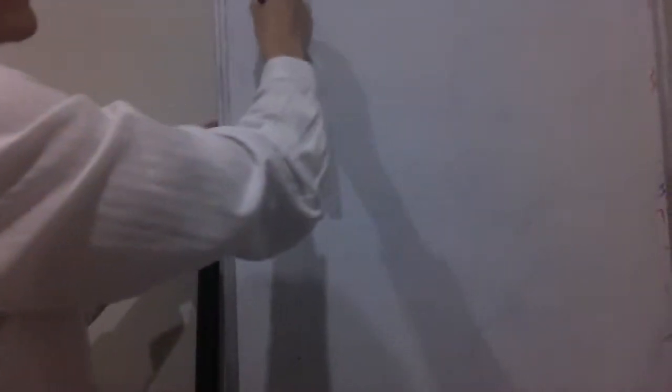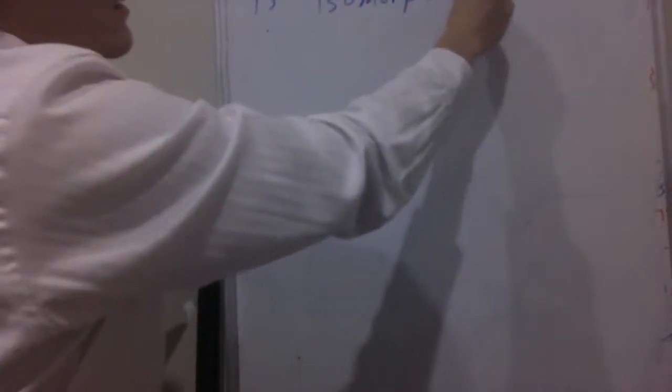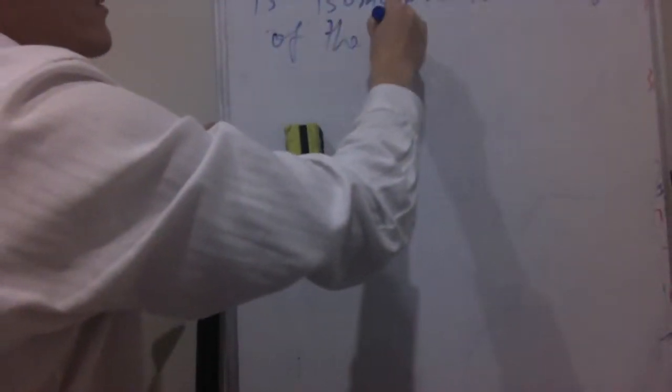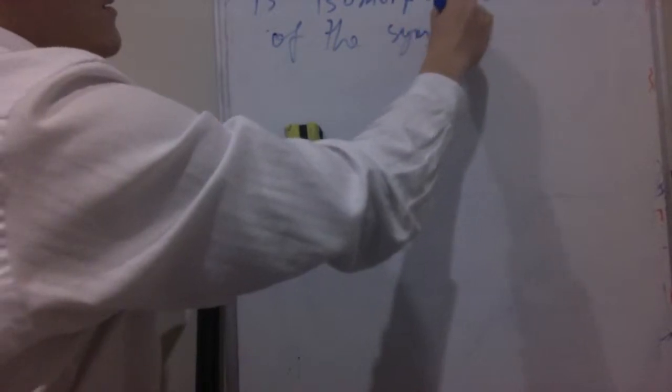So this was the theorem. Every finite group, yeah, this is Cayley's theorem. I don't know if it was actually his theorem, but it's called Cayley's theorem. Every finite group is isomorphic to a subgroup of the symmetric group S_n.